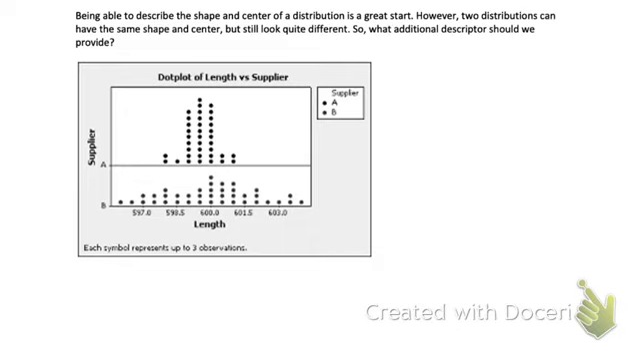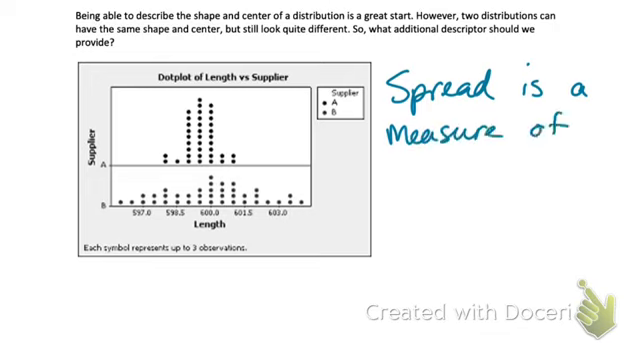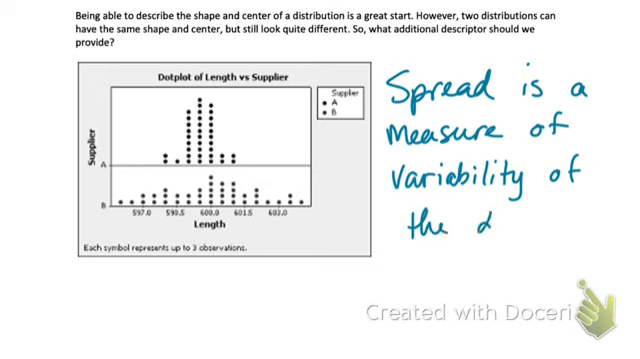So here's an example. What is different about these two distributions? Different spreads. Yeah, they have different spreads. Now, spread is a measure of variability of the data. And so we specifically use the spread in our whole SOCS thing: shape, outlier, center, spread.